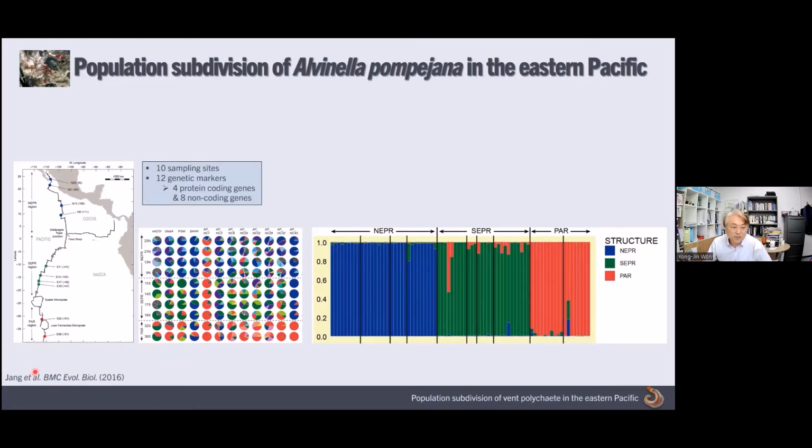This includes the most extensive distribution area of this species, with 10 sampling sites, and we used 12 genetic markers, 4 protein coding genes and 8 non-coding genes. We combined all these markers and generated the genetic structure like this. Surprisingly, it matches quite well with the previously known ridge segments, north of the equator, south of the equator, and the different region, PAR region. So they are roughly separate. However, at the boundaries they show some genetic exchange, mixed individuals.